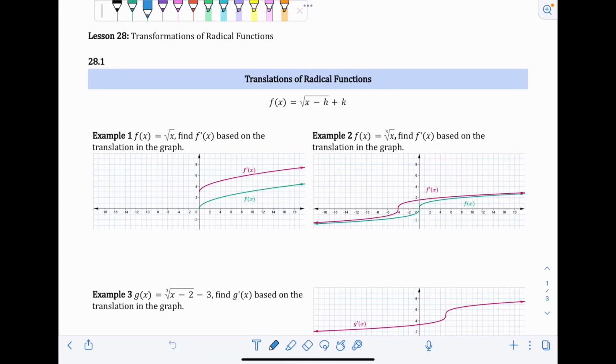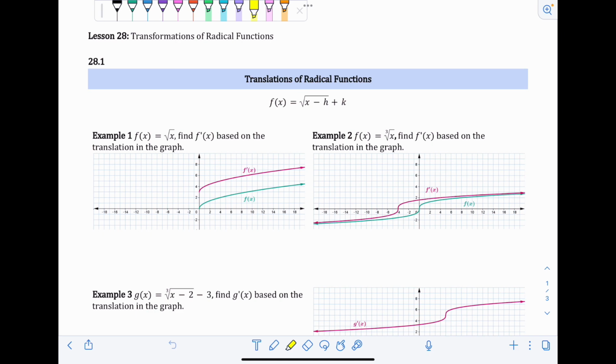Lesson 28 is transformations of radical functions, and we've talked about this in a previous lesson, lesson 26, but this one is more focused on identifying transformations from a graph and writing functions from them. So 28.1 is translations of radical functions, the general formula we can use when translations are involved.